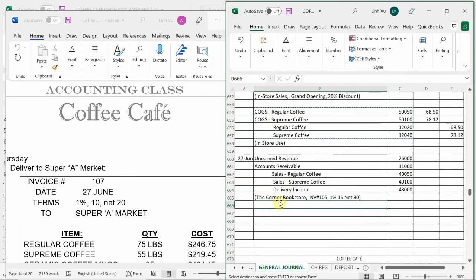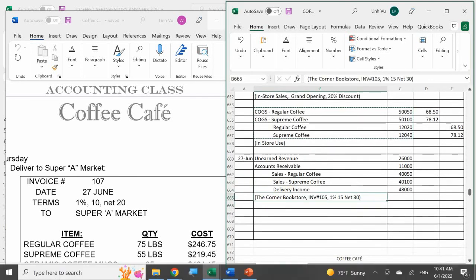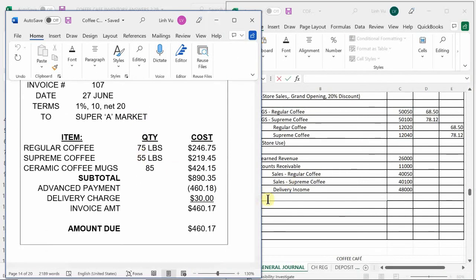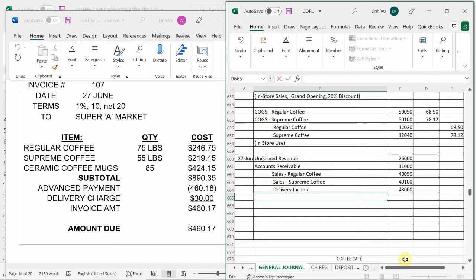We have that. Now we have to change the title because in this case, we sold to a Super A Market, right? We're going to, for invoice number 107, okay?